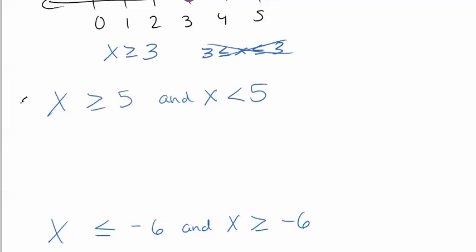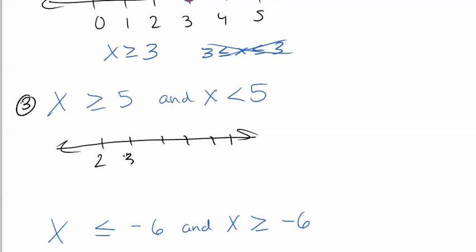So number 3. I have x is greater than or equal to 5 and x is less than 5. Let's graph this special case. Okay, so I have 2, 3, 4, 5, 6, 7. For this one, I'm going to graph x is greater than or equal to 5 first. So include 5, greater than or equal to 5. This one points in this direction.